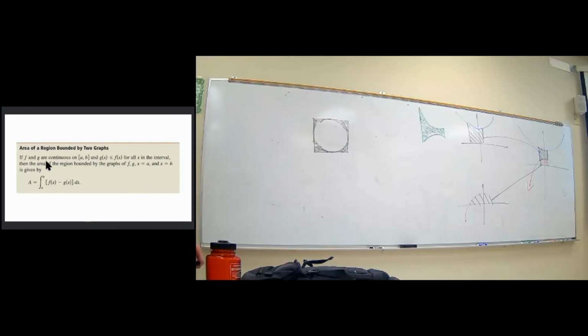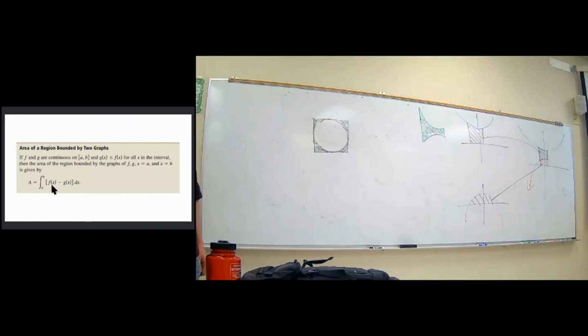So the area between two functions is the integration from a to b of your larger function minus your smaller function with respect to x. That's it. The end. That's all she wrote.